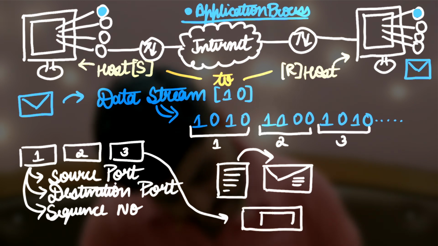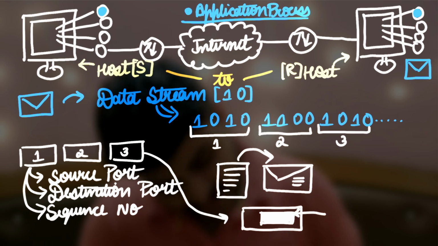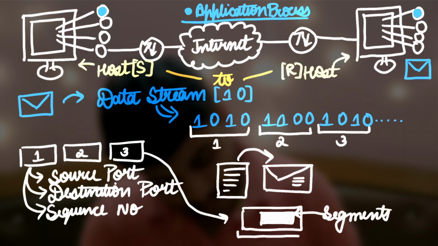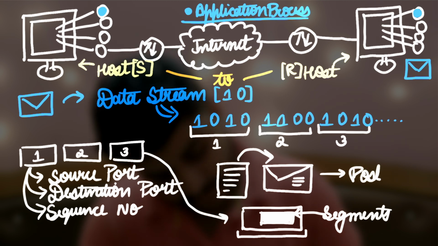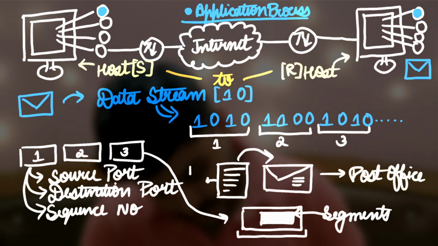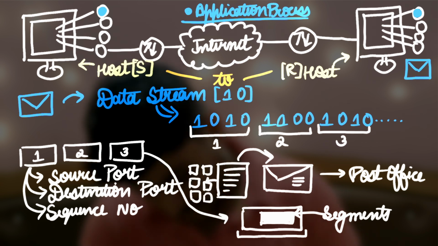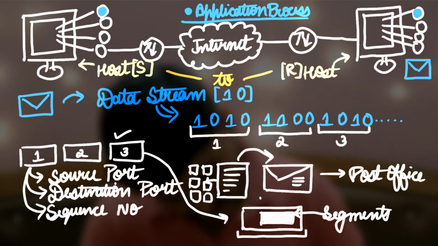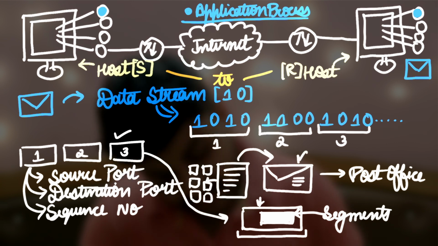We don't really need to understand what this packet is right now, but we need to understand that these segments are encapsulated into packets, and then these packets are sent to the post office. So let us try to connect this. This letter is divided into smaller chunks. These are the segments. These segments are then encapsulated into a packet. This is the packet. That is the envelope.